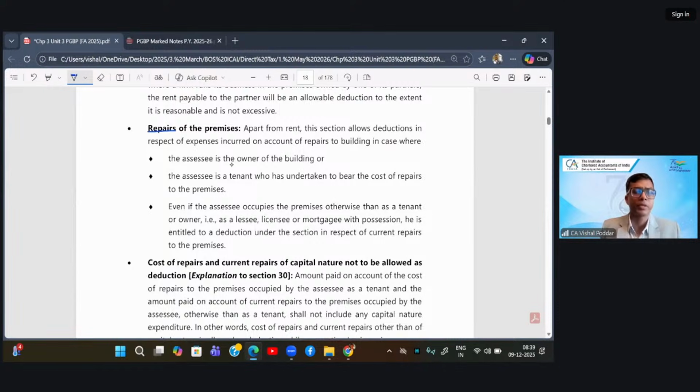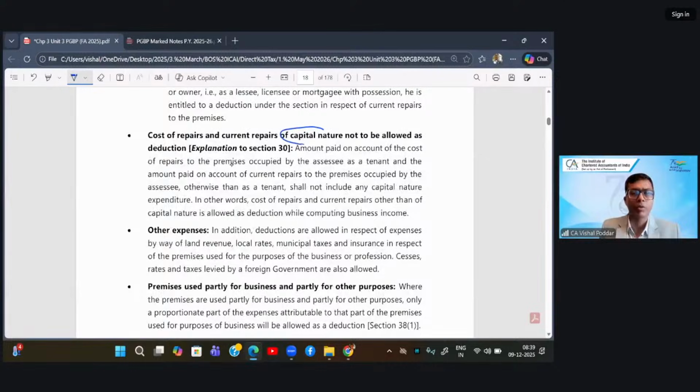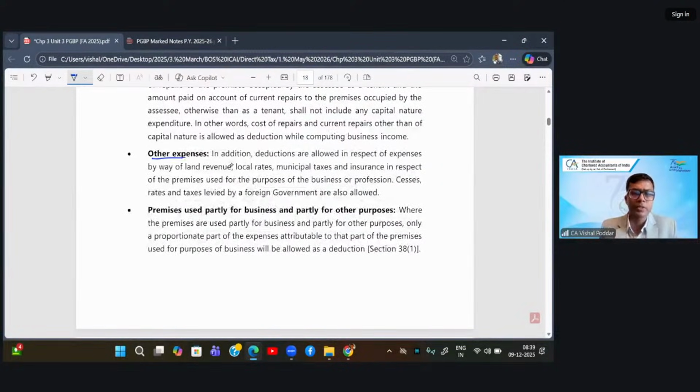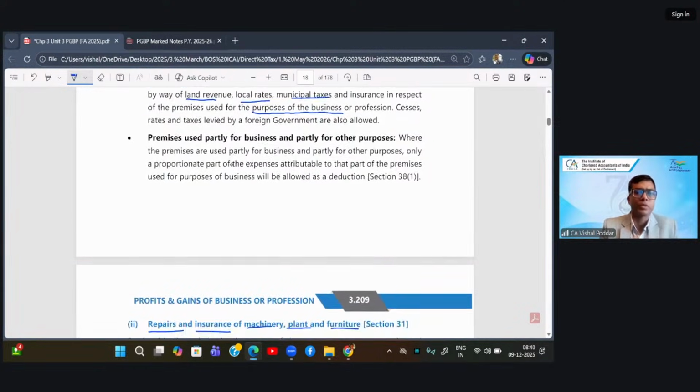Deduction will be allowed for repairs. This will be allowed to the owner of the building also, and even where you have taken the building as a tenant. In either case, you can take deduction of repairs. Now, importantly, our golden rule, if you have incurred any repairs which are of capital nature, that will not be allowed. So capital repairs cannot be claimed as deduction. Only revenue repairs can be claimed as deduction. Further, other expenses like expenses by way of land revenue, local rate, municipal taxes, all these will be allowed as deduction. Again, subject to the condition that the building is for the purpose of business or profession.